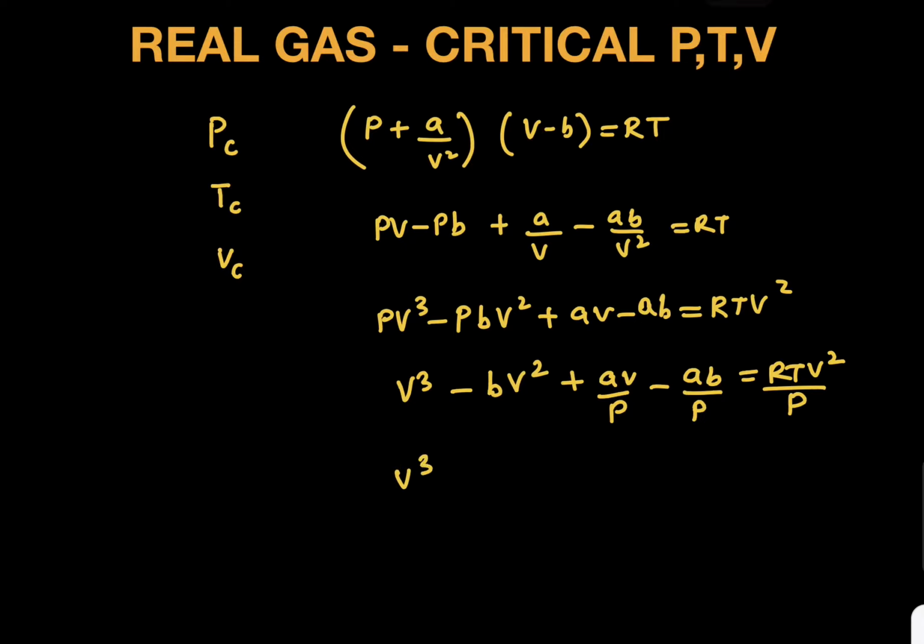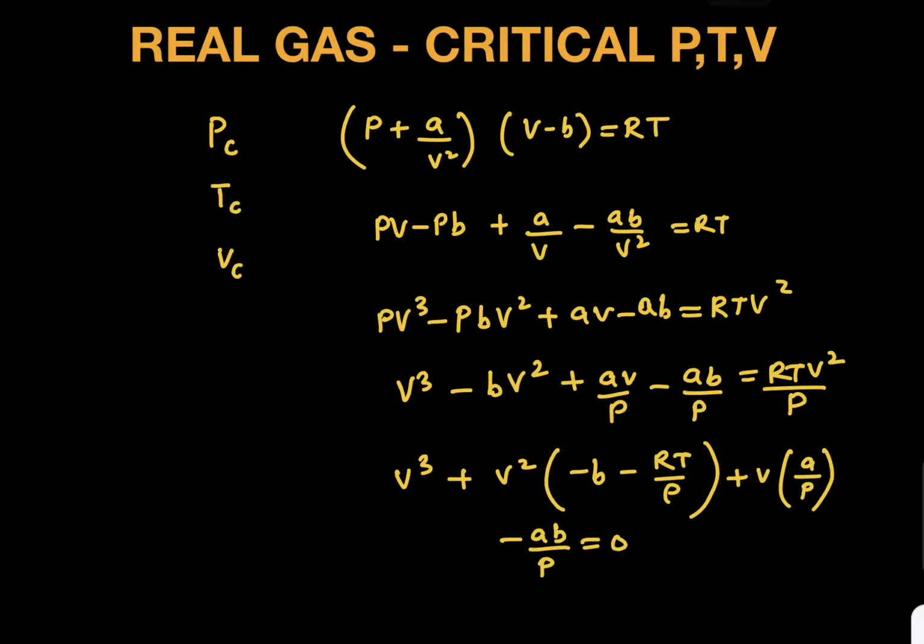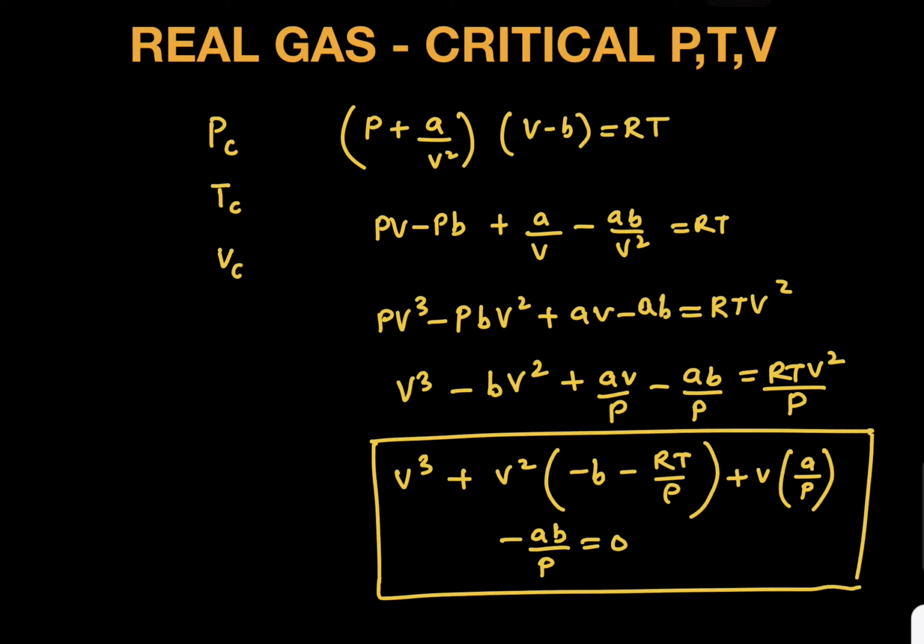Collect all the terms of V cubed, then collect terms of V squared, which are minus b and RT upon P, which will also come on the left hand side. Collect terms of V, which is a upon P, minus ab upon P equals 0. Can we say we have a cubic equation in volume? And whenever we solve a third order mathematical equation in terms of volume, how many roots should it show? It should give me 3 roots, alpha, beta, gamma.